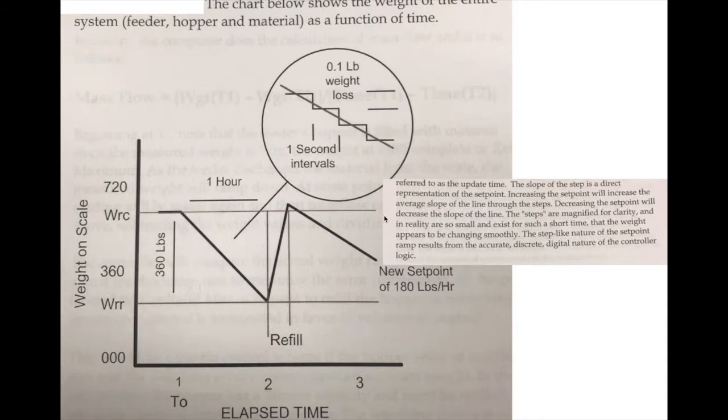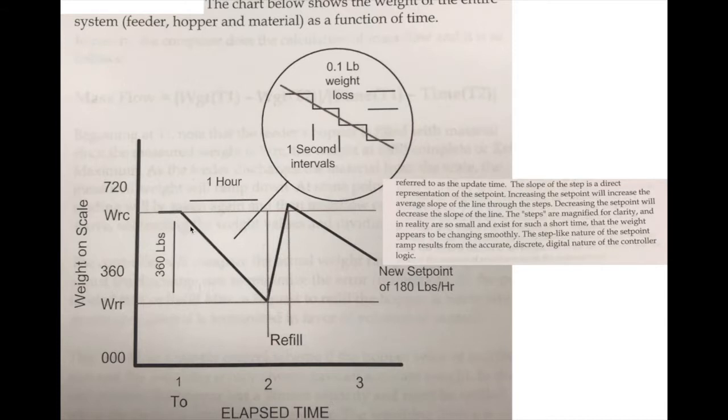The slope of the step is a direct representation of the set point. Increasing the set point will increase the average slope of the line through the steps. Decreasing the set point will decrease the slope of the line. The steps are magnified for clarity, and in reality are so small and exist for such a short time that the weight appears to be changing smoothly. The step-like nature of the set point ramp results from the accurate, discrete, digital nature of the control logic.